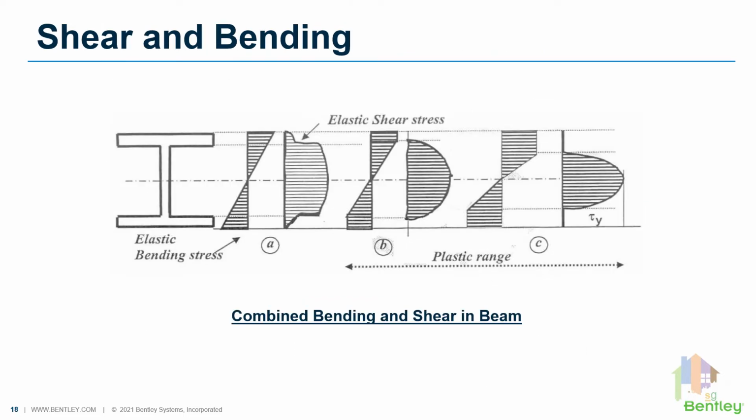Any member which is subjected to a flexural load experiences both bending and shear. If you look at the bending and shear stress diagram of an I section, you can notice that the flange is subjected to maximum bending stress, whereas the web is subjected to shear stress. When we design any section for bending or shear, we consider that bending is resisted predominantly by the flange, whereas shear is resisted by the web.